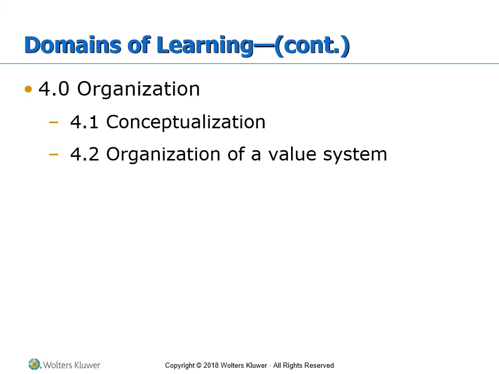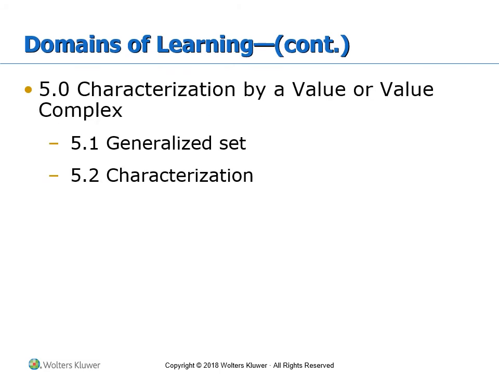We have organization. So here we have conceptualization and organization of a value system. So obviously people are fairly complex and have multiple values. And so here now you're able to incorporate multiple values into this value system when making choices. We have characterization by a value or a value complex. So here we have generalized set and characterization.